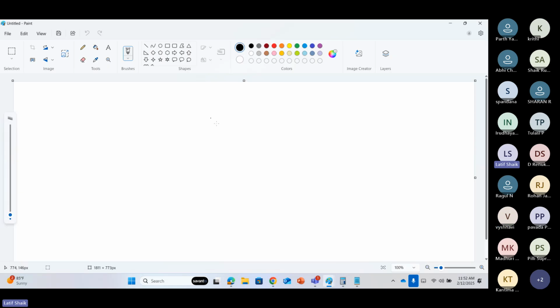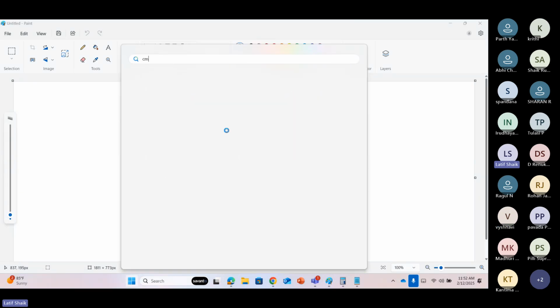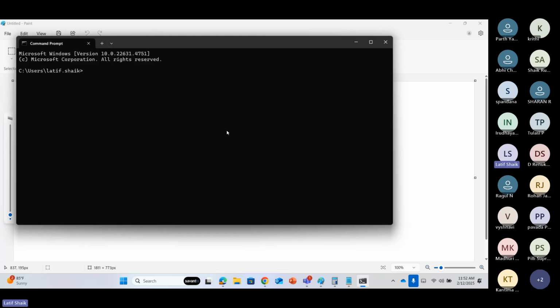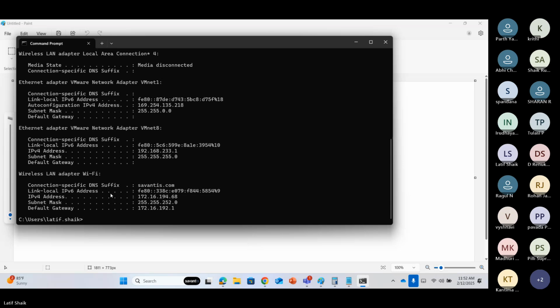Okay, I'm checking. I will show my IP address. Go to command prompt, and ipconfig is enough. So this is my adapter, the Wi-Fi adapter, and this is my IP address. Tell me which class of IP address it is. Class B.